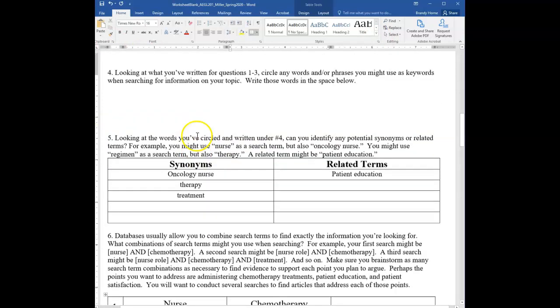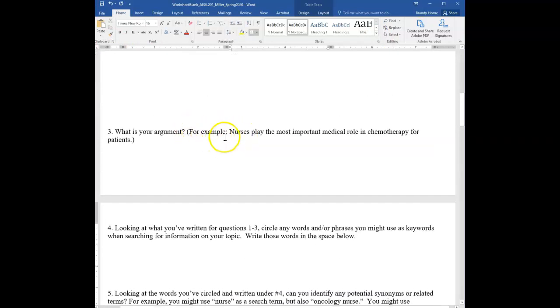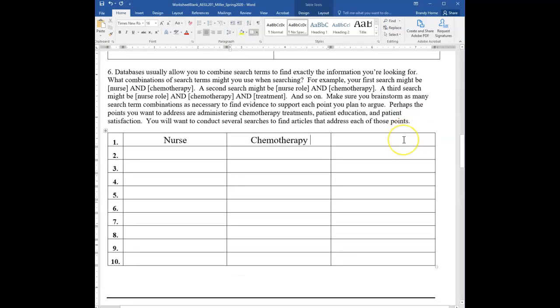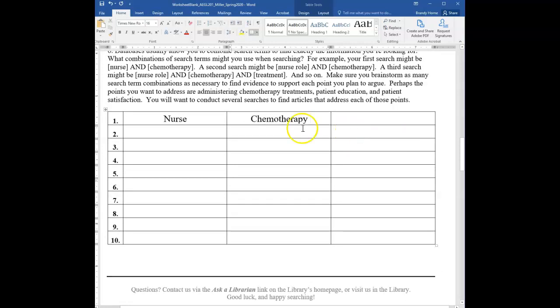We are looking at, in our argument, nurses play the most important medical role in chemotherapy for patients, right? So role is another word I might be interested in. So nurse role in the first search box. So not just nurse, but nurse role, and see what happens. See if it's any different, right?